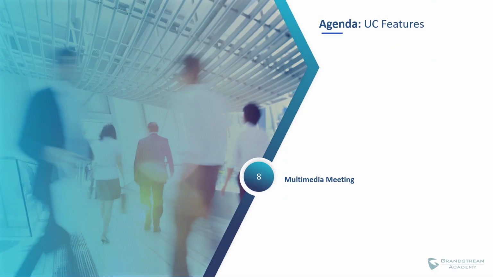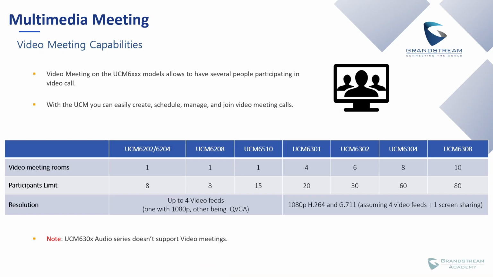And now we'll talk about a very powerful and important feature, which is multimedia meeting. The UCM 6000 models support video meeting, allowing a bunch of people to participate in a video call.